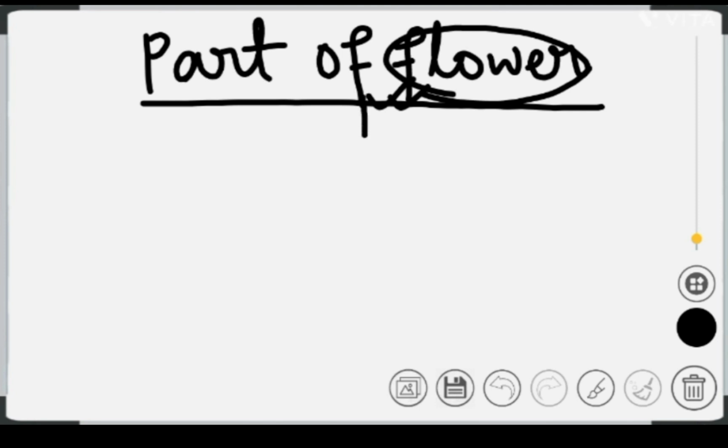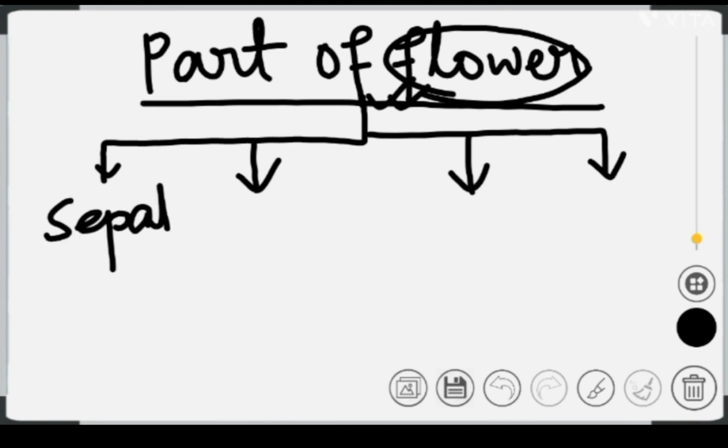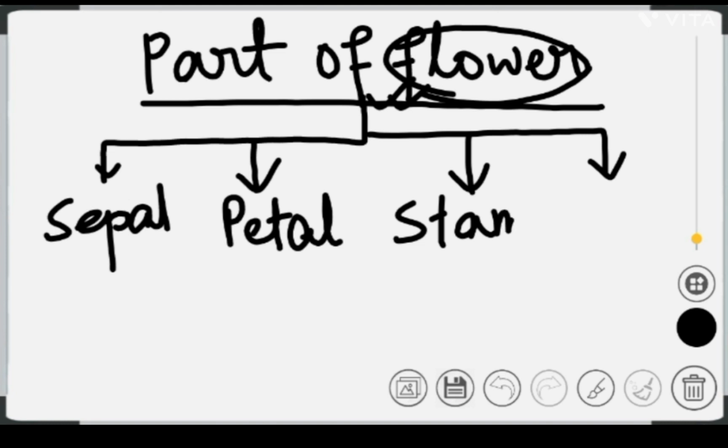Whenever we divide a flower into different parts, first we need to divide it into four. First it will be the sepal, next it will be the petal, third one it will be the stamen, and fourth one it will be the pistil.